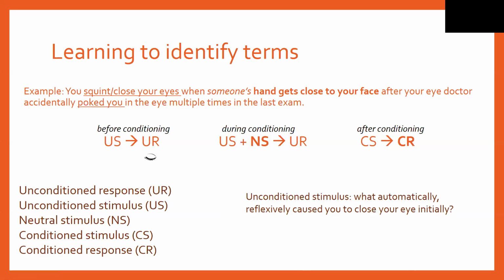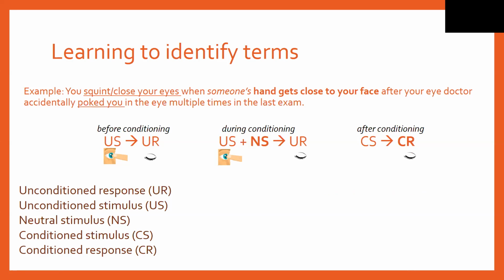So then what is the unconditioned stimulus? What automatically or reflexively caused you to close your eye initially? So what caused that eye squint and closing the eye reflex initially? Well, it was being poked in the eye, right? You don't need to be taught to close your eye when someone pokes you in it. Your body does that without thought, just automatically. It's a reflex. So now we can carry these all over. The unconditioned stimulus is the same, and of course the response is the same throughout, everything that ends with R.